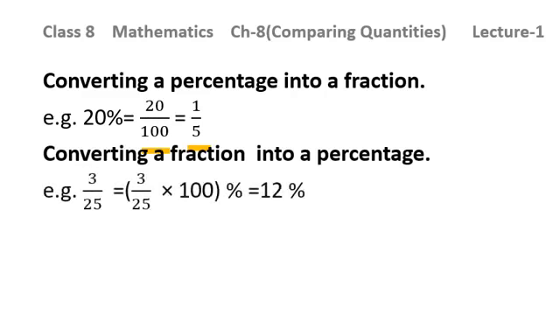If a fraction is given to you, that is 3 over 25, then you need to convert it into a percentage. So how will you proceed? 3 over 25 is to be multiplied by 100%, the percent sign will be there, so it will be 12%. This is the answer, simple as this. So converting a fraction into a percentage, 3 over 25 will be multiplied by 100% and you will get 12% as the answer. We have converted 3 by 25 into a percentage as 12%.